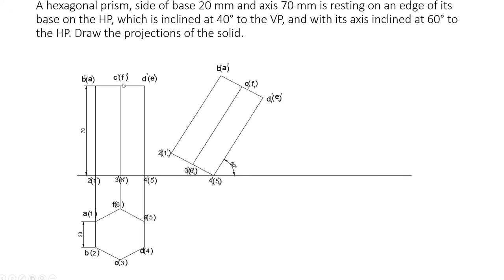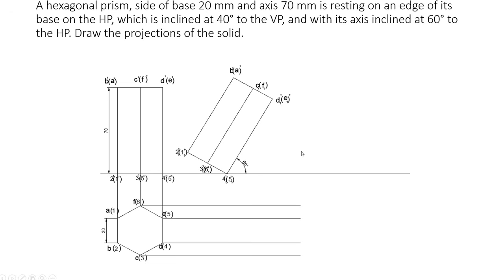Now you copy this name here with the same name but with suffix 1, 2, 3 etc. So B1 A1 dash, B1 dash A1 dash, C1 dash F1 dash, D1 dash E1 dash, 2 1. Now base points will be 2 1 dash, 2 1 dash, 1 1 dash, 3 1 dash, 6 1 dash, 4 1 dash and 5 1 dash.